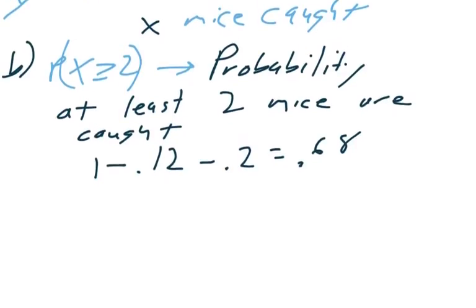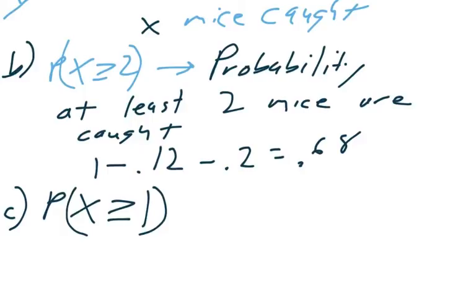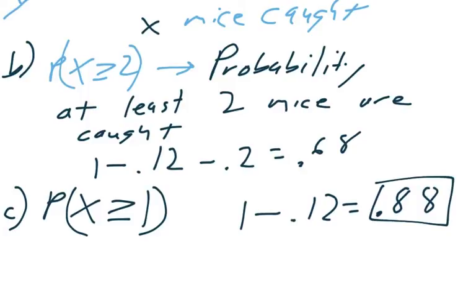And then for letter C, probability that X is trapping at least 1 mice is probability that X is bigger than or equal to 1. And to find it, I would just take 1 minus 0.12, which turns out to be 0.88, and that's my answer for C.